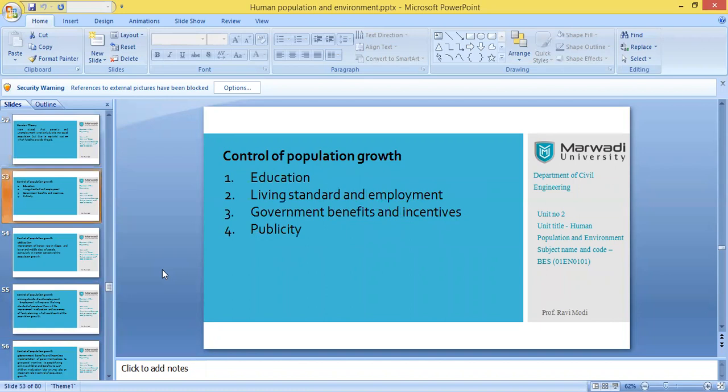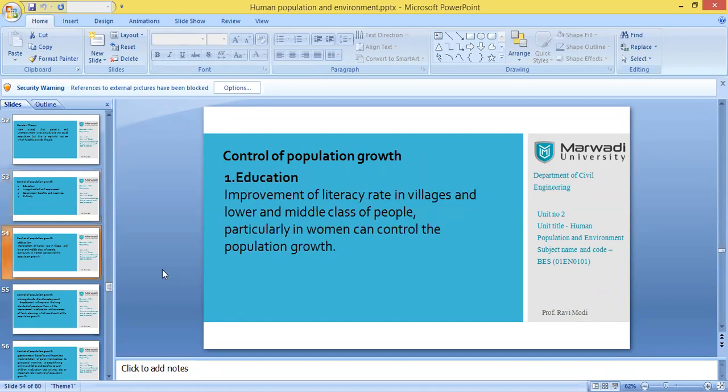There are four factors that can be used to control population growth. The first and foremost is education, then living standard and employment, then government benefits and incentives. Certain motivations are provided by the government and government organizations. And the fourth is general publicity. These four factors will help in the control of population growth.